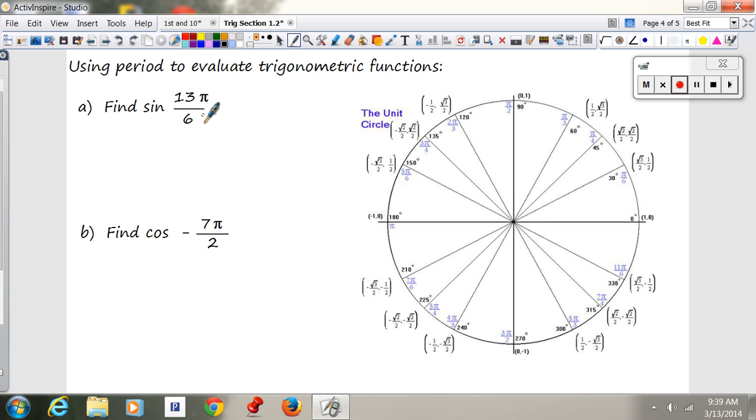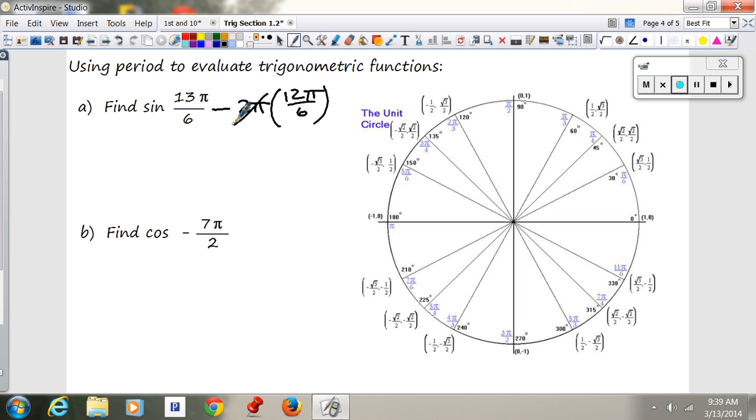Let's take my 13 pi over 6 and subtract 2 pi. Why would I do that? Because that's a rotation. That would put me back on the circle. Because right now, this 13 pi over 6 means I started here, and I went around past the starting point again. So I'm going to come back around to see where I would have been. So I'm going to subtract 2 pi, which I'm going to change to 12 pi over 6. Everybody okay with me changing it to that so I have a common denominator?